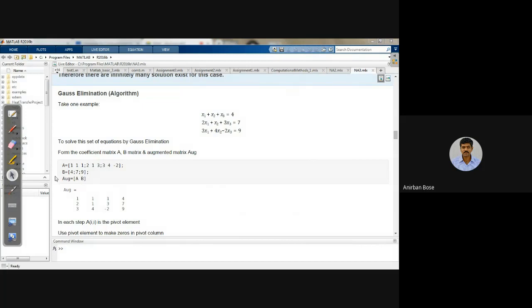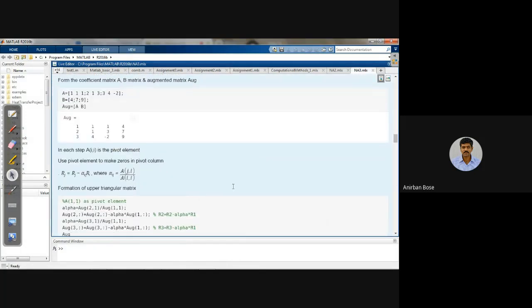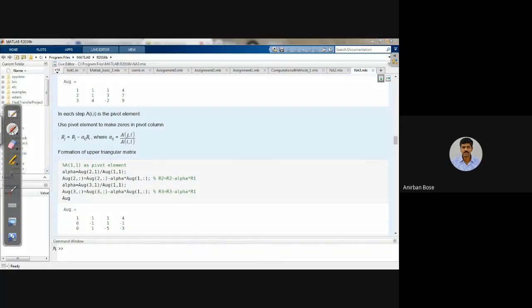Okay. So let us try to understand now how we are going to do this for this case. Let us consider what the alpha is. So for alpha, consider first A11 as the pivot element. You can understand what A11 is: A11 is the first diagonal element, A11.